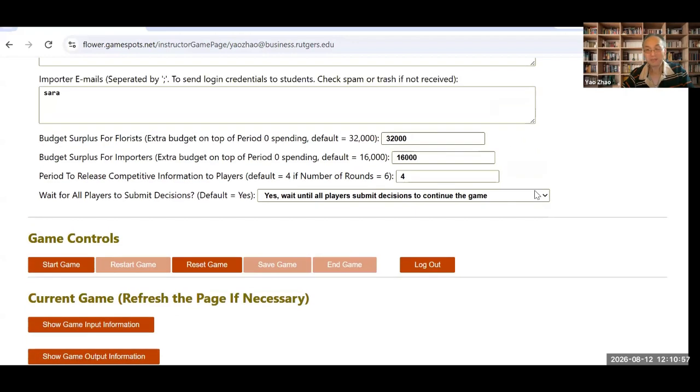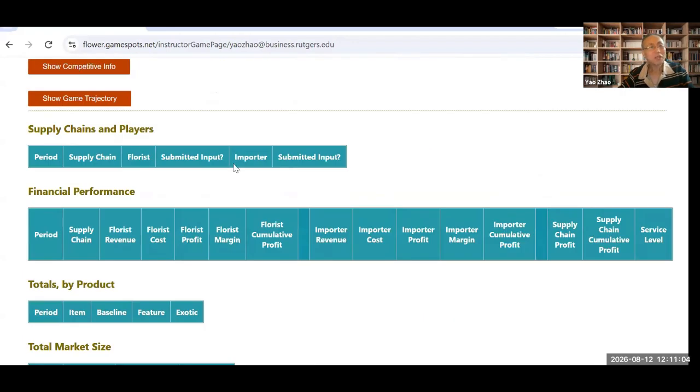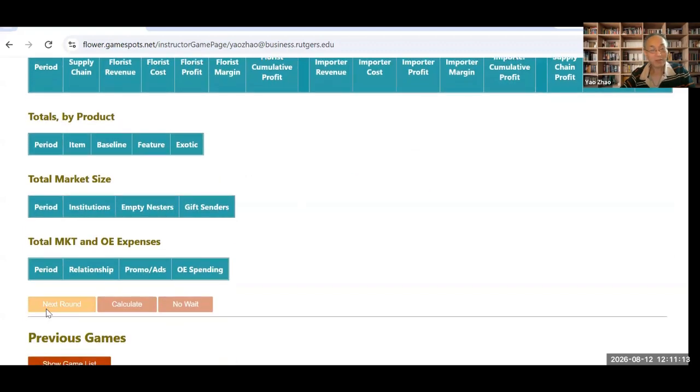That's it. This game has more data than the previous game, because it has both supply chain and marketing decisions, but logically it's the same. You can control the pace.